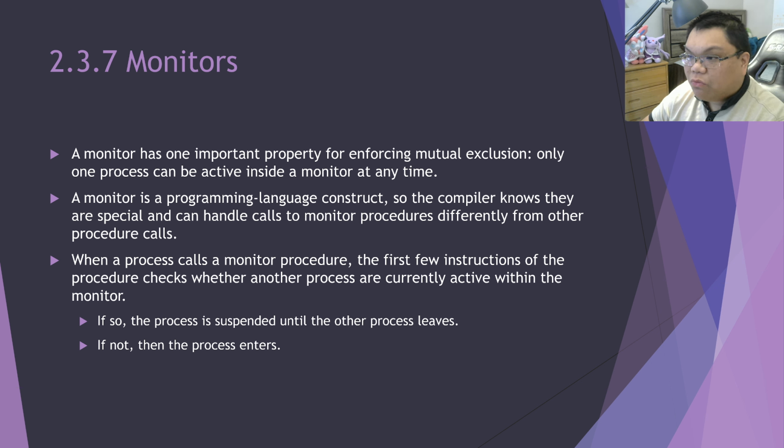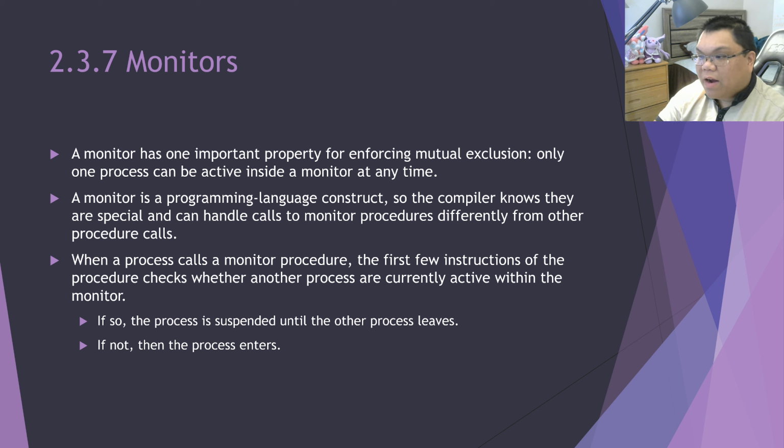A monitor has one important property for enforcing mutual exclusion. Only one process can be active inside a monitor at any time. So a monitor is just a thing that you write using a programming language. So the compiler knows that they're special and can handle calls to monitor procedures differently from other procedure calls.